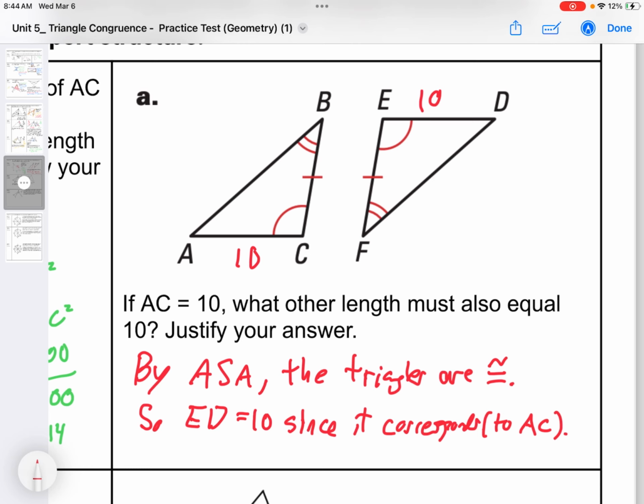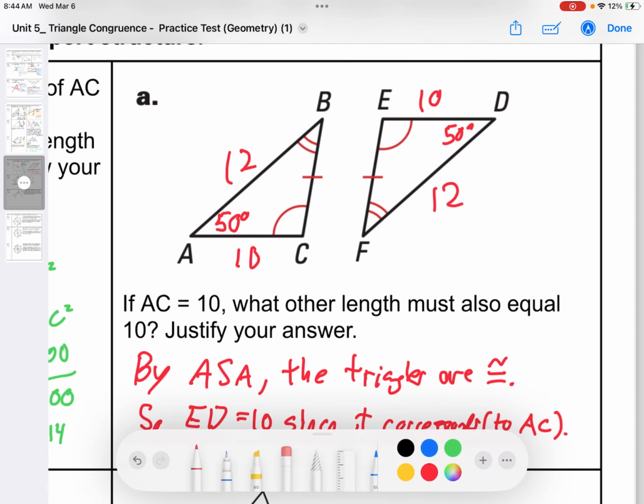That's about it. If I had said AB was 12, then that would have meant DF would be 12. If I had said angle EDF was 50 degrees, that would mean that angle BAC would also be 50 degrees, and so on and so forth. Every piece of these triangles matches, just in different places. Erase this so we don't get confused and think that's part of the problem later. So ED has to also be 10.